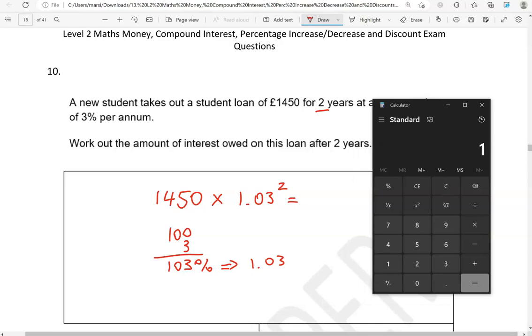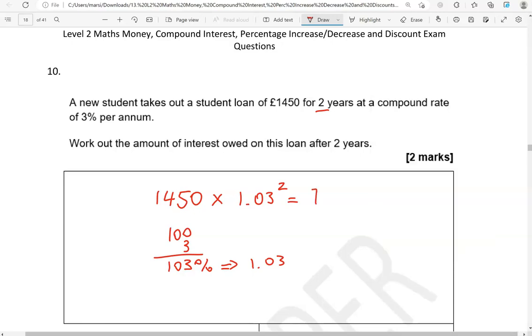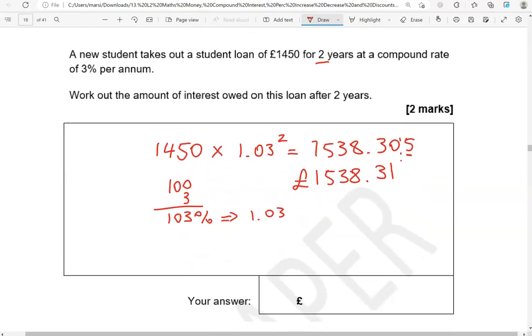Using a calculator, 1,450 times 1.03 times 1.03 gives us 1,538.305. So that is £1,538.31, because this is a 5, so that tells us we need to round up. So that's the total amount to be paid back.